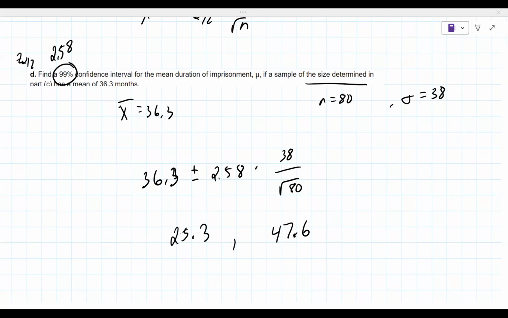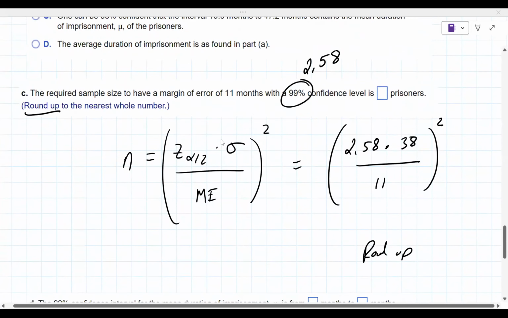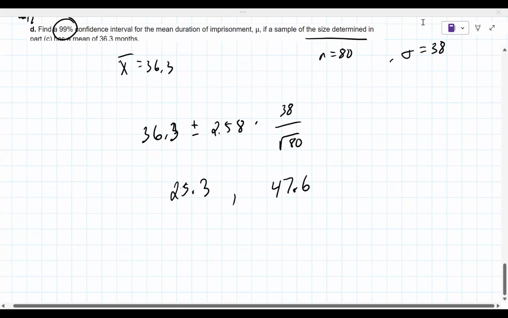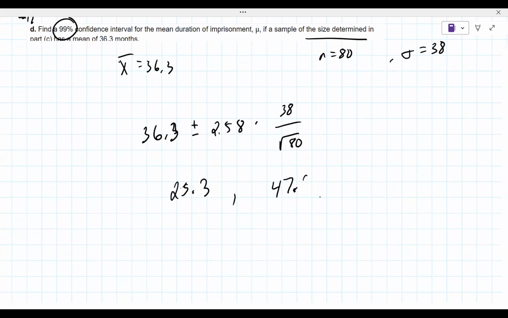If a sample of the size determined in part C has a mean of 36.3, 99%, 2.58. But this one threw it back. It said it didn't like it. Sigma is 38, square root of 80. Oh, I put the wrong one, it's 47.3. That's probably the answer issue. Do you know if it kicks back if both of them are wrong or just one of them is wrong? That was the issue. Just one of them is wrong. Okay, all right.